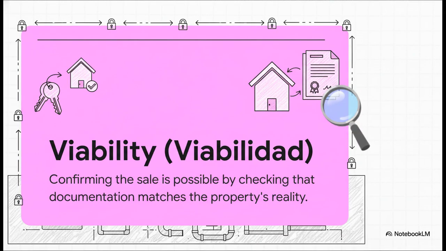Now, this brings us to another key term you absolutely have to know for your exam: viabilidad, or feasibility. What does that mean? It's the process of confirming that the sale can actually happen. It means you've cross-referenced all the official documents with the physical reality of the property to make sure there are no hidden problems. This is fundamental for a secure transaction.